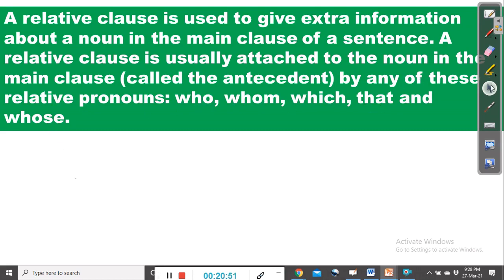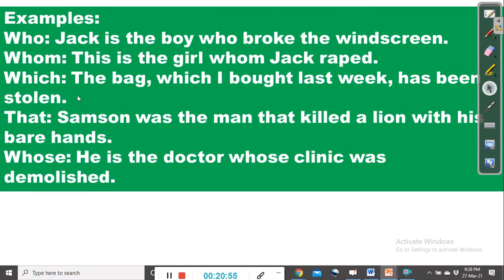Now, these are the relative pronouns that can be used to introduce relative clauses. Now, let's look at how to use these relative clauses in English sentences. Let's begin to look at them, looking at the pronoun that introduces each relative clause. Now, let's begin with who.